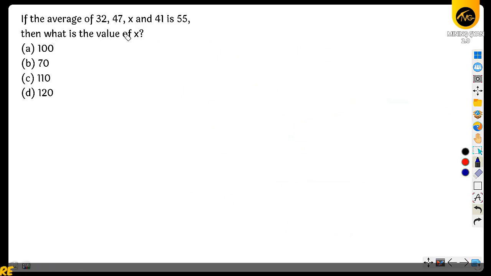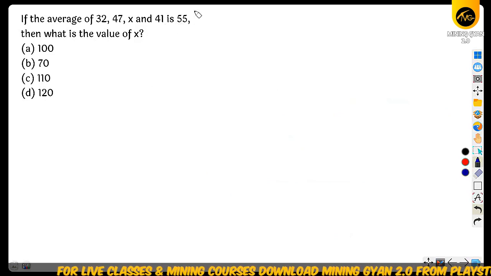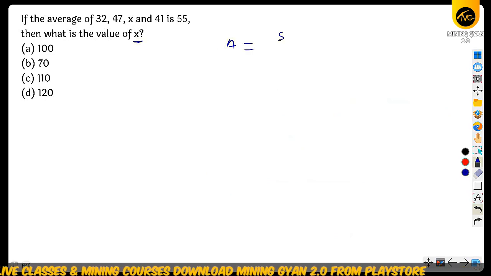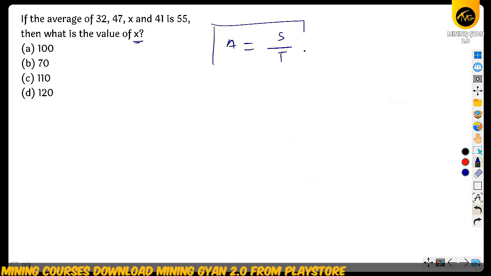If the average of 32, 47, x and 41 is 55, correct? If the average of 32, 47, x and 41 is 55, then what is the value of x? Basically it is asking the value of x. So A is equal to S divided by T is our formula.